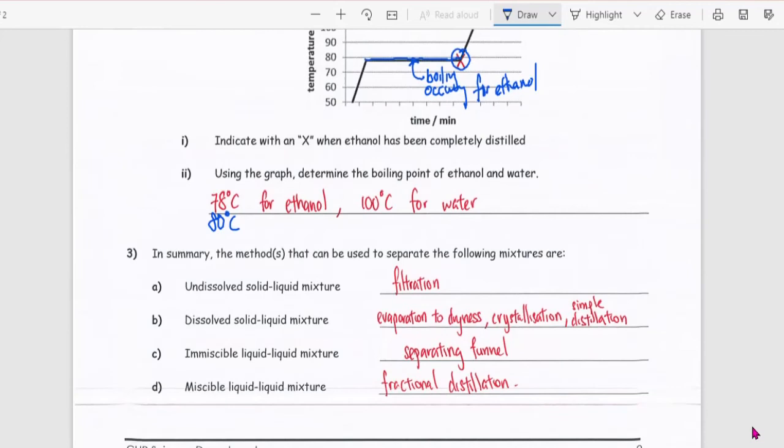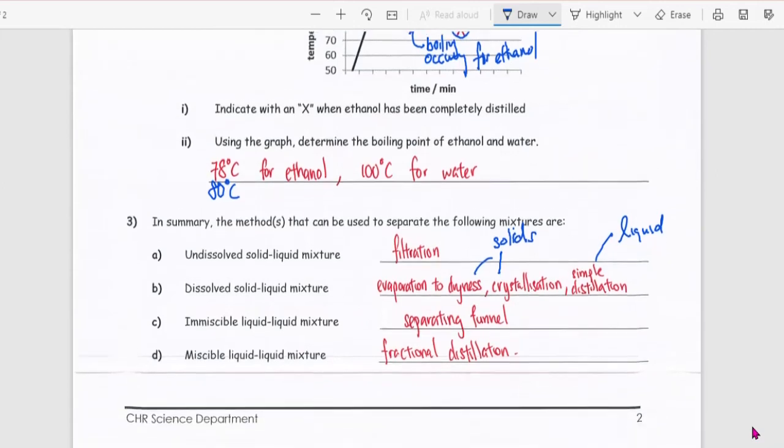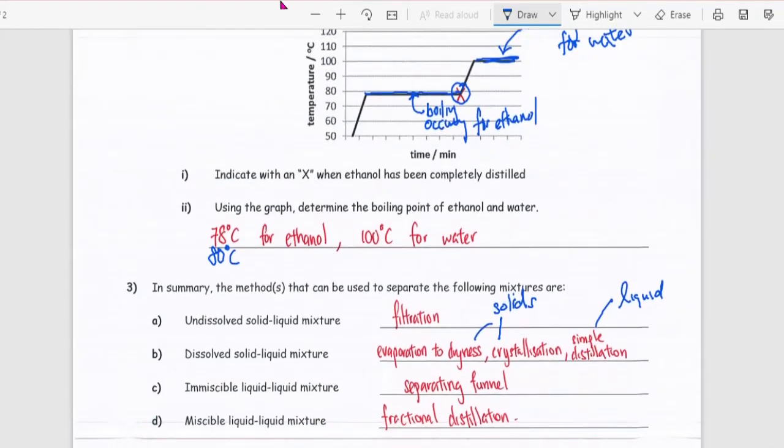So in summary, what are the methods we can use to separate mixtures? Filtration for undissolved solid in liquid. When you have a dissolved solid in liquid mixture, you have evaporation to dryness or crystallization to collect the solids, and distillation to collect the liquid. If you have an immiscible liquid-liquid mixture, use a separating funnel. Miscible liquid-liquid, use fractional distillation. So this is for worksheet 3.4.